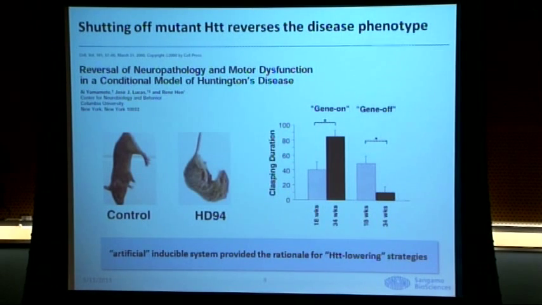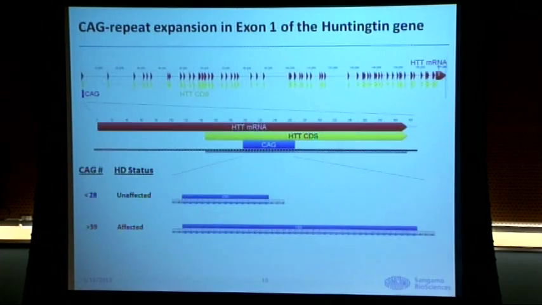But perhaps more importantly, what this paper also demonstrated with this inducible system is if you shut off the expression of the mutant Huntington, not only does the disease halt, in fact, the animal actually recovers substantial function. And so this really has been the pioneering result that's led to a drive to find mutant Huntington lowering strategies. So can we shut off the expression of this mutant gene? That's actually more complicated than it sounds.